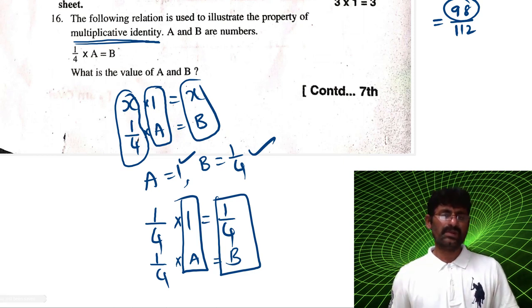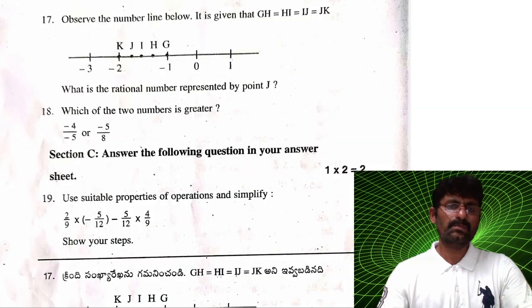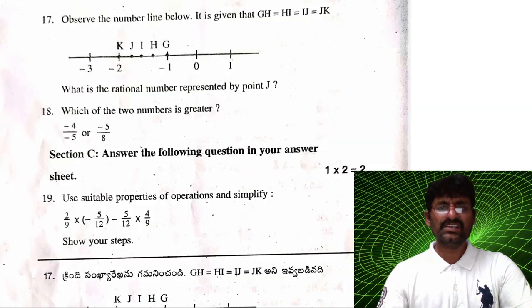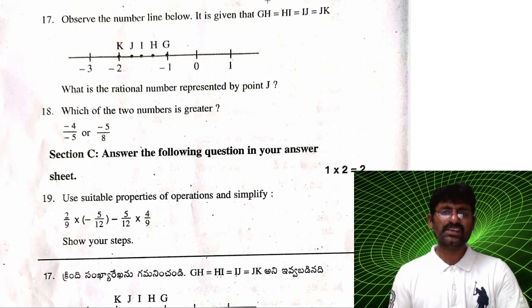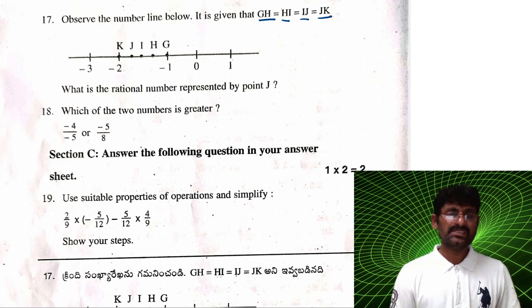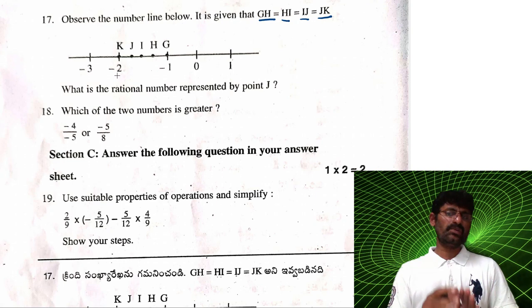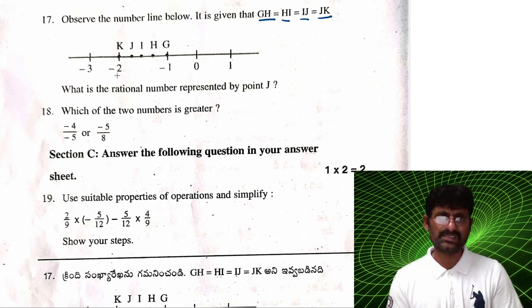Let us go to the next problem. Observe the number line below. It is given that GH equal to HI equal to IJ equal to JK. So that means all these are equal. That means the interval between -1 and -2 is being divided into 4 equal parts.